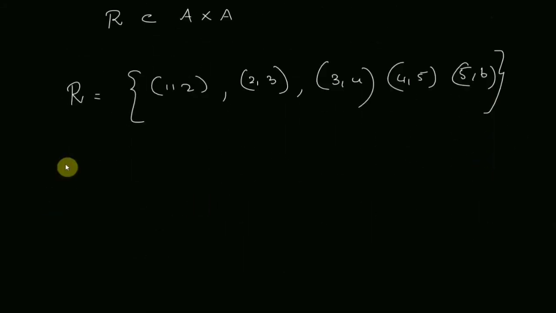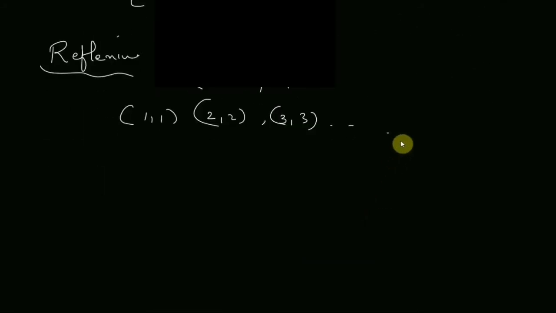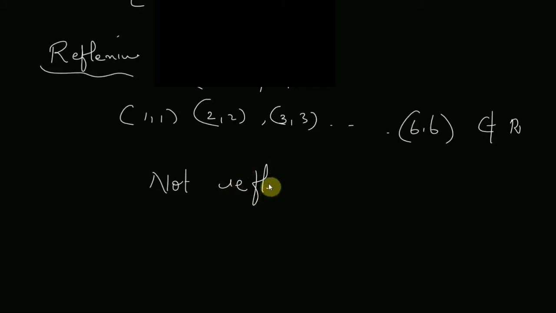Now we have to check whether it is reflexive. Is this reflexive? (1, 1), (2, 2), all these should be there. (3, 3) up to (6, 6) should be there. They are not in R. Therefore, it is not reflexive.